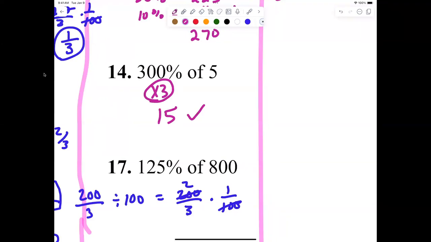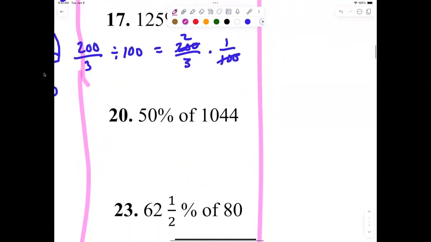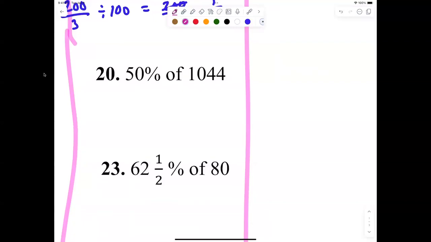Okay. We did a whole unit on Monday on percentages. You with me on that, Kirsten? So 300% means 300 divided by 100. So 300% is equal to the number 3. 3 times 5 is 15. And you'll have to listen to the videos. I promise you'll get it. All right. We did 17 already. Well, 20, half of that is 522.